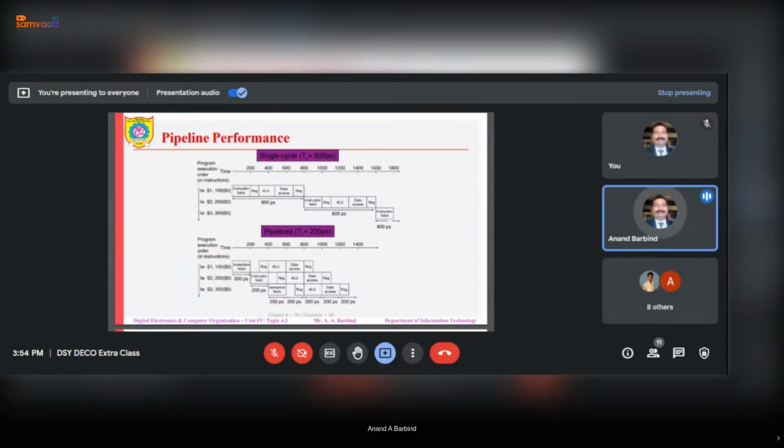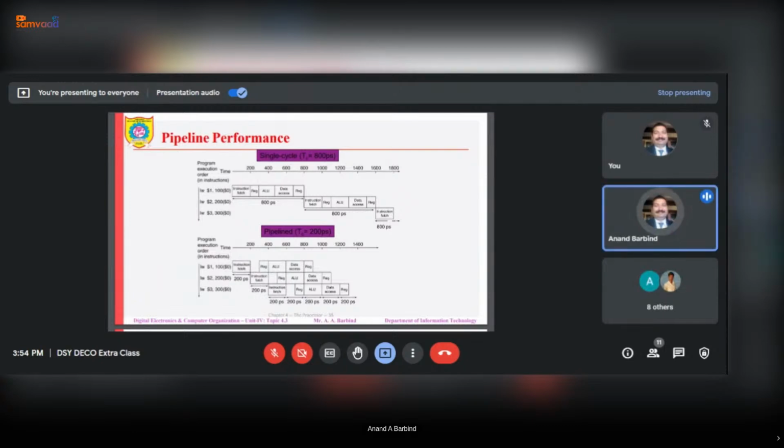Have you understood what is pipelining of the instruction? What is pipelining of the instruction? That is executing more than one instruction simultaneously. Got it? Yes, sir.